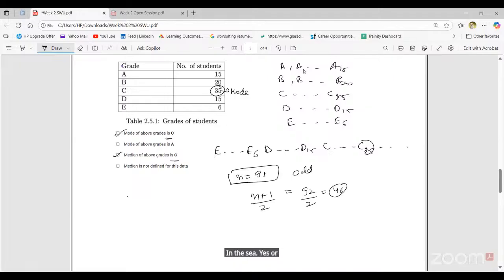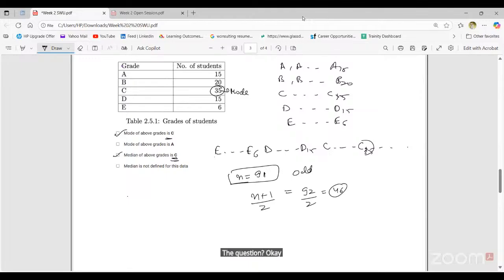Yes or no? Yes. So that's why my median is C. Fine. Yes, ma'am. Understood. What about the others? Have you guys understood the question? Yes, ma'am.